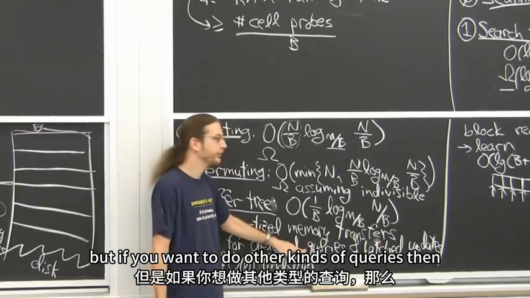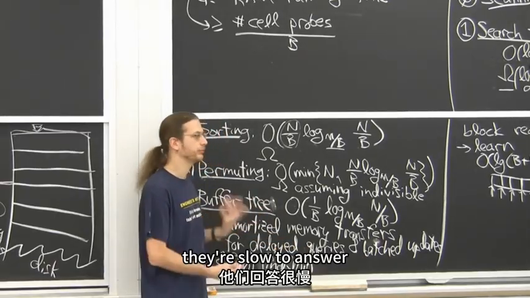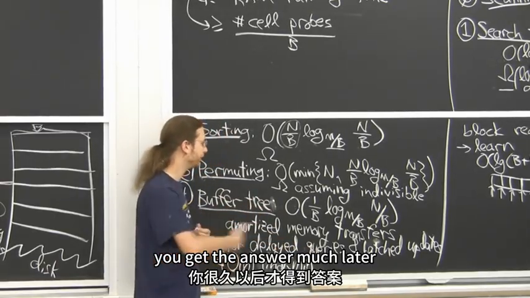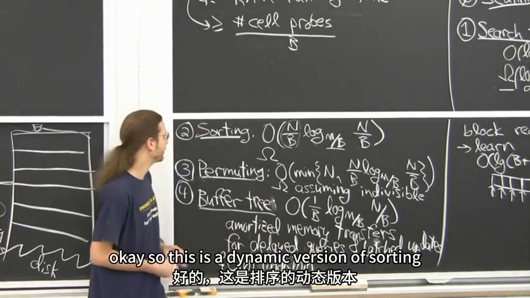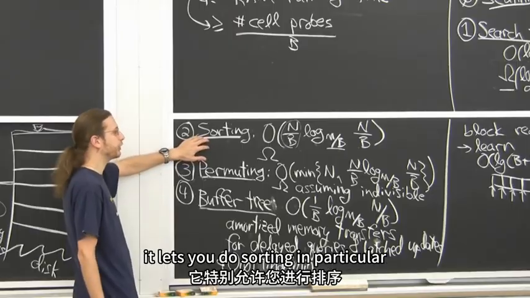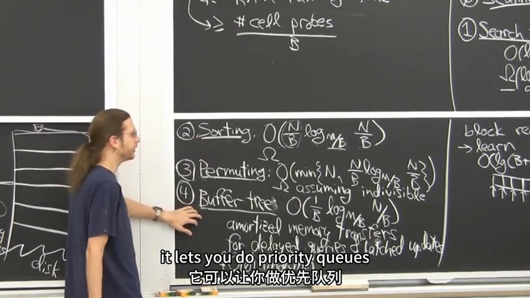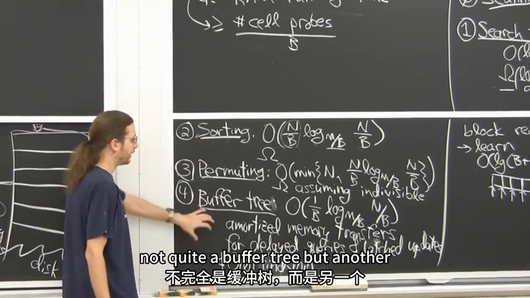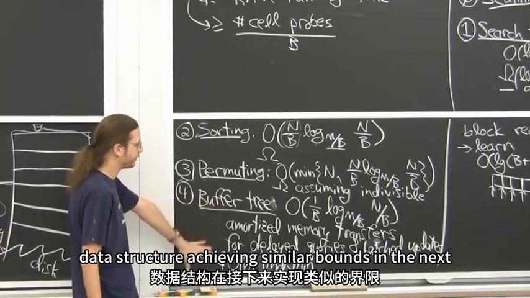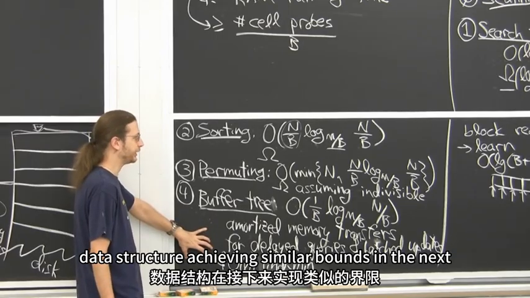But if you want to do other kinds of queries, then they're slow to answer. You get the answer much later. Okay, so this is a dynamic version of sorting. It lets you do sorting in particular. It lets you do priority queues, other great things. We will see not quite a buffer tree, but another data structure achieving similar bounds in the next lecture.